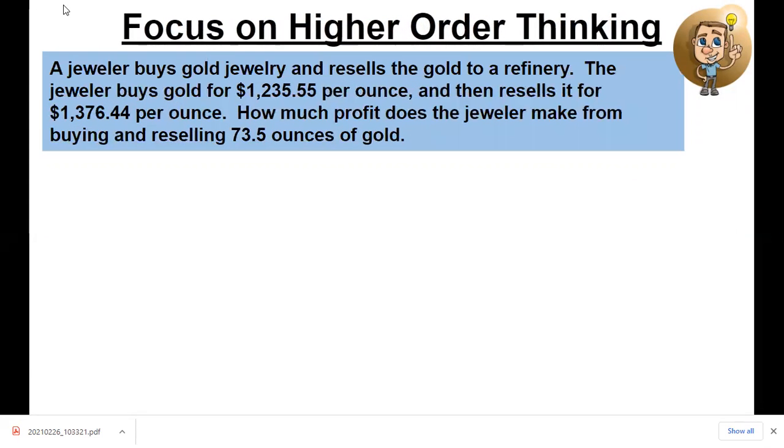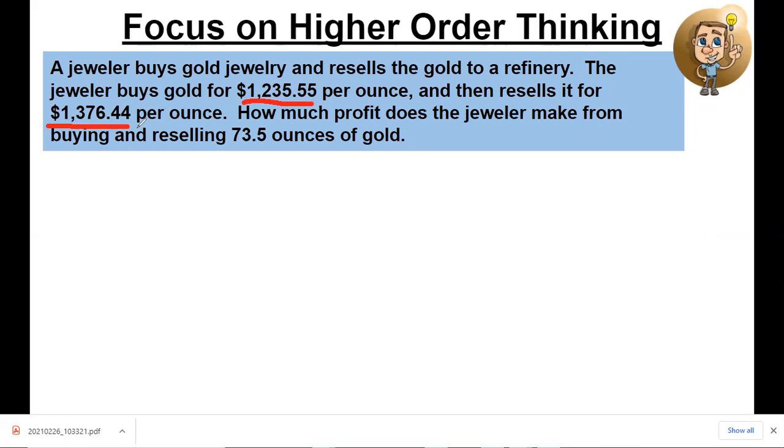Okay. A jeweler buys gold jewelry and resells the gold to a refinery. The jeweler buys gold for $1,235.55 per ounce and then resells it. So when the jeweler buys it for that price, they resell it for more because they want to make a profit, right? So they're going to resell it for $1,376.44 per ounce. This is what they purchased it for. This is what they sell it for.